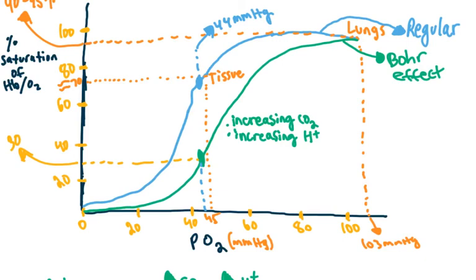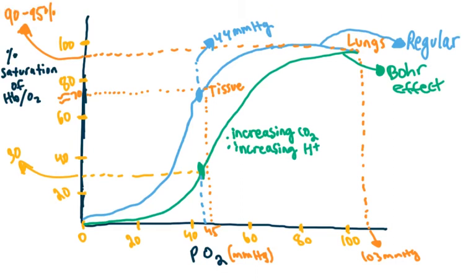Just because we amped up the production of CO2 in a tissue, which eventually leads to an increased amount of H plus production in the red blood cell, there is going to be a decrease in the percent saturation of oxygen bound to hemoglobin. So at 44 millimeters of mercury of partial pressure of oxygen in the blood, let's say near the tissue, initially, if we didn't amp up the production of CO2, we would have around a 70% saturation of oxyhemoglobin, right?